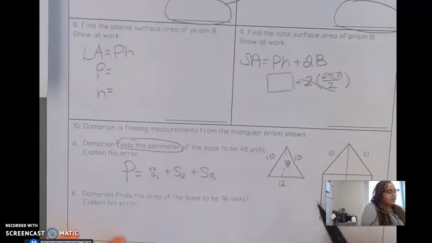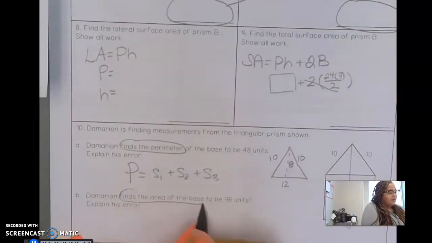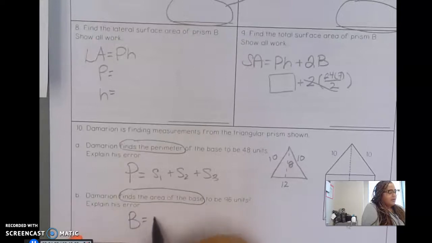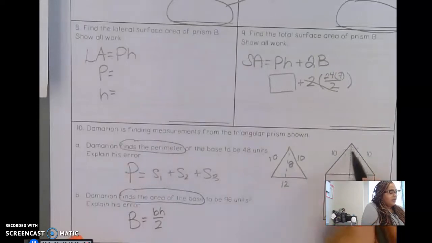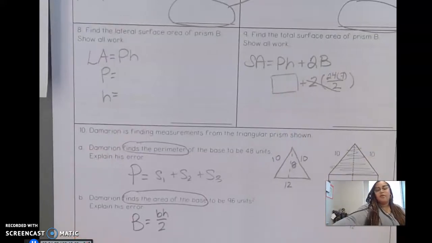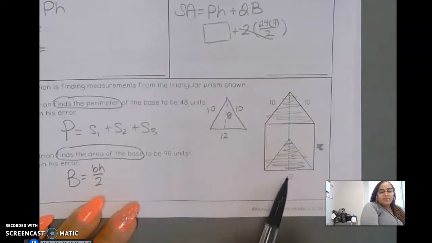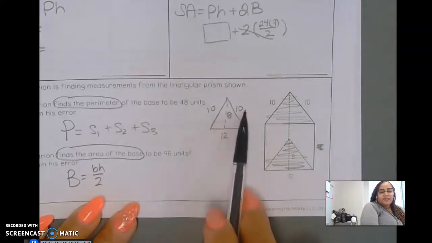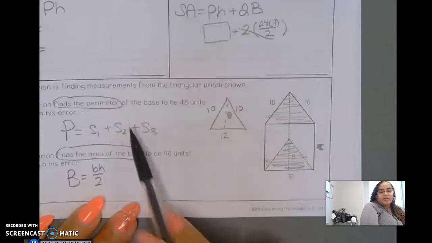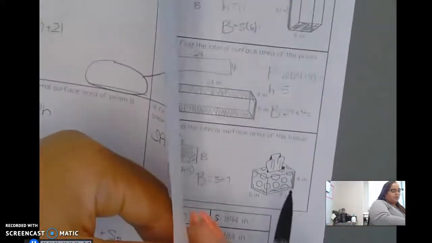Boom. Okay, so you need these numbers to find the perimeter and find the base area. Big B equals base times height divided by 2 of the triangle. Okay, I'm not concerned about this, so I'm not going to use this 12 over here. My bad. You're not going to use this 12 over here, but you will use this 12 and 10 and 10 and 8 for perimeter and base area. All right, on to the last part of your homework.